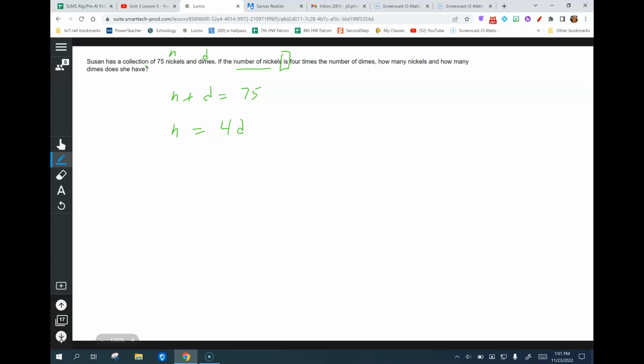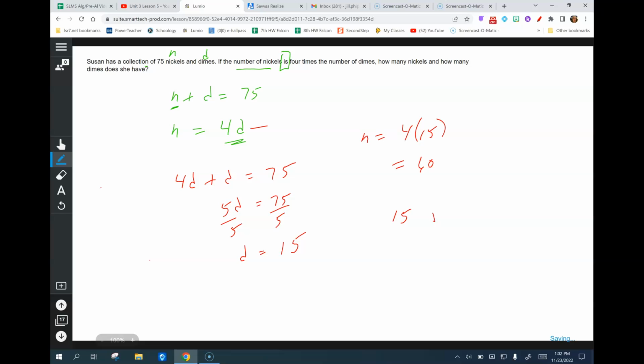So now we're just going to plug one into the other. Plug this in here. Ready? Go. Did we get d equals 15? Exactly. So we have 15 dimes. Now we're going to plug it in here. So the number of nickels is 4 times 15. Isn't that always the truth, that you always have more of the smaller one? Anyway, so we have 15 dimes and 60 nickels.